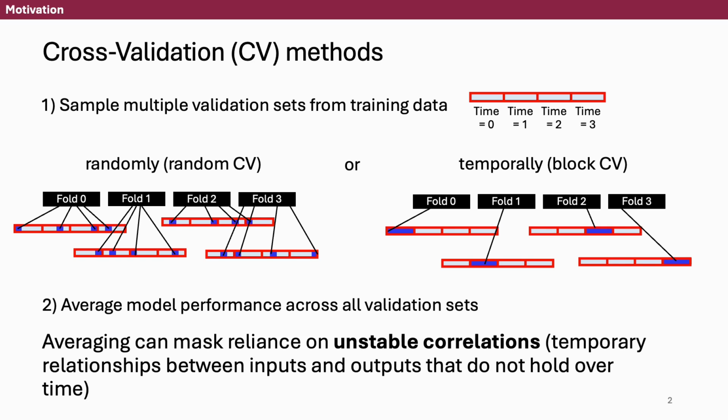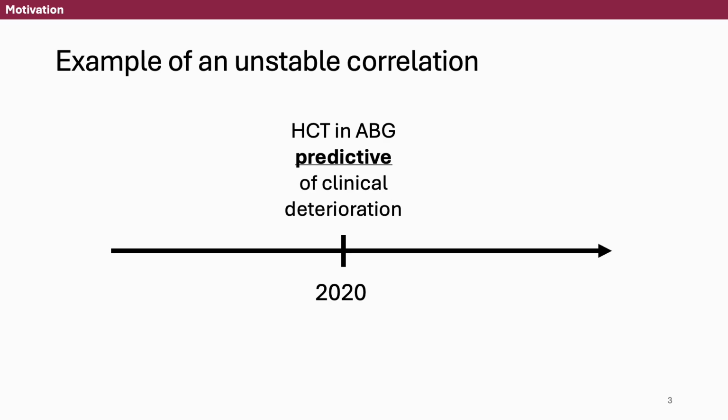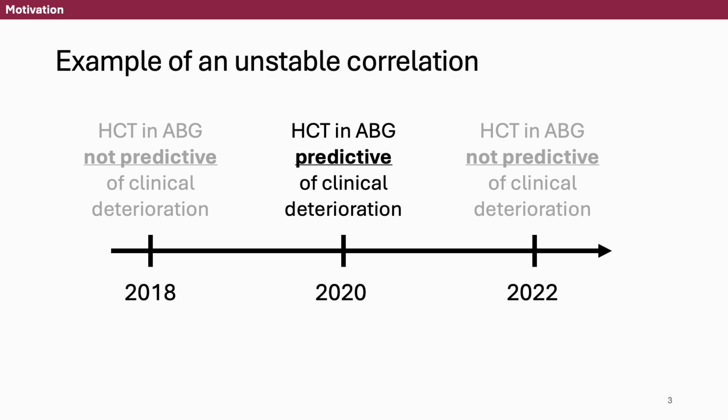However, this averaging can mask a model's reliance on unstable correlations, temporary relationships between inputs and outputs that do not hold over time. An example of such a correlation is that between hematocrit measured via an arterial blood gas test, or HCT and ABG, and clinical deterioration. HCT and ABG was found to be predictive of clinical deterioration in Michigan Medicine during the height of the COVID-19 pandemic due to a temporary triaging policy, but was not predictive before and after that time period.